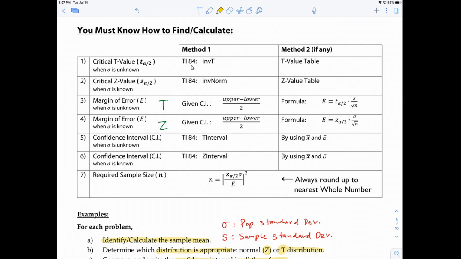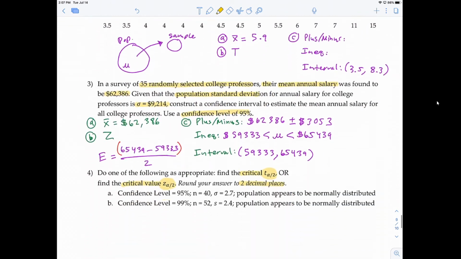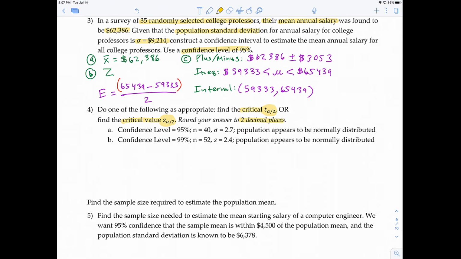Those of you guys who have the TI-83 plus, you do not have this function, so you're going to have to use the t table. Okay. So going to this problem, that's the first thing. We have to determine whether it's t or z, which distribution we're in, right?